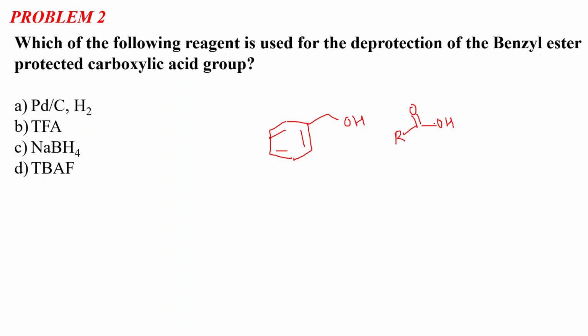Now how this happens: this OH group and this H of the alcohol react, they are removed as water, and the benzyl ester is formed. So this is the structure of the benzyl ester. By forming this ester bond, the carboxylic acid group is protected. Now for the deprotection, which kind of reagent is used?